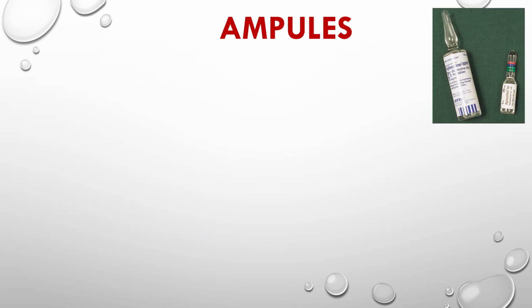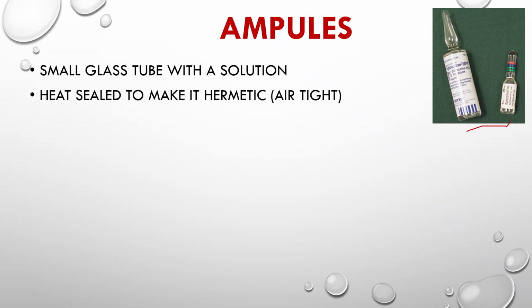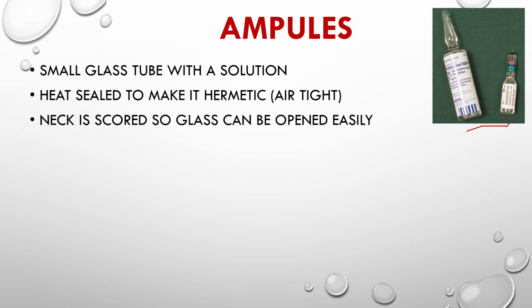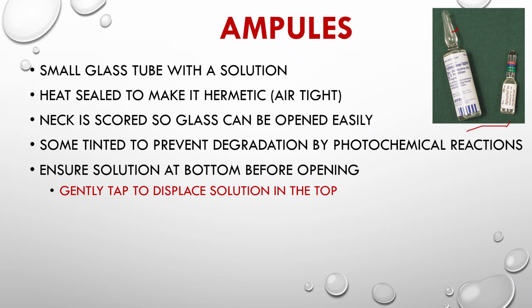So our ampules, if we start there, the picture over here to the right is what our ampules look like. So these are small because, again, in surgery, we're using small amounts, kind of single doses. It's heat sealed, which makes them airtight or hermetic. And the neck is actually scored, just meaning there's a small line going across them, but that gives a nice place to break the glass to open it. Sometimes they're tinted, and that helps if there's a chemical reaction with sunlight that would break down the molecule. It's stored in a darker container.